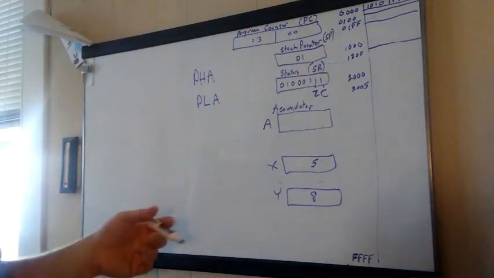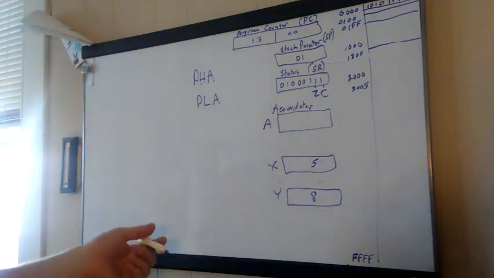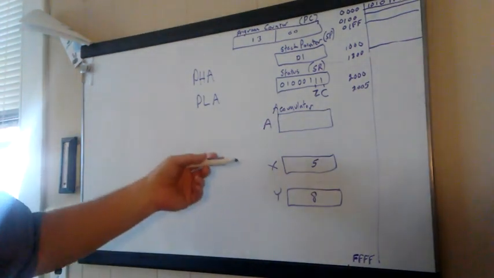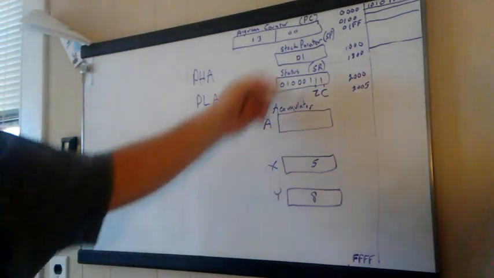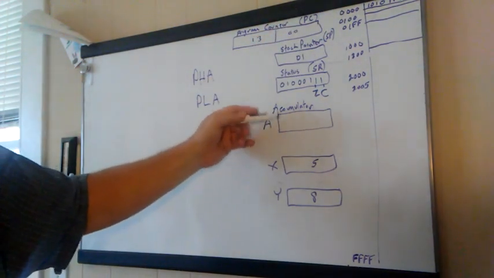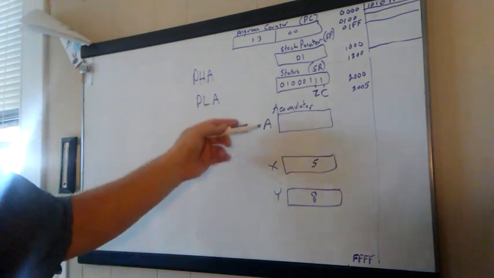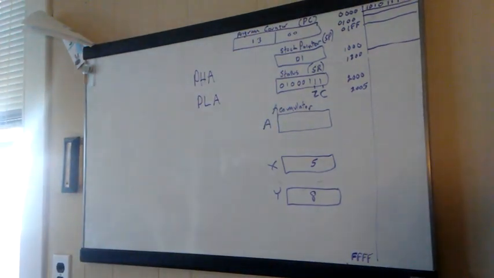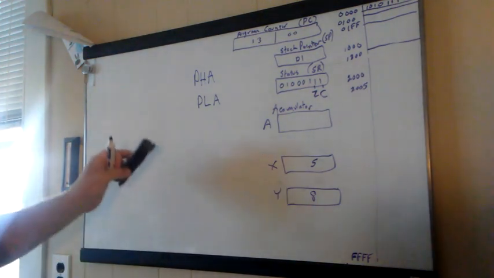So if you just want to store something in the stack for a second, say you need to do some adding in the accumulator, but you have a value in the accumulator you don't want to lose, you can push it on the stack, do your adding, then when that's done, store the result somewhere, and pull the accumulator value that you wanted to save back off the stack. So that's one of the purposes of the stack.